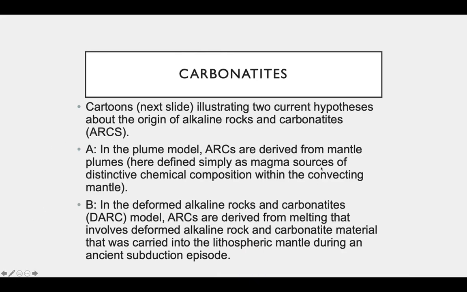So carbonatites, there are two main current hypotheses about how they originate and the association between alkaline rocks and carbonatites, or ARCs. So the first one is the plume model. So the alkaline rocks and the carbonatites are derived from mantle plumes, just as a sort of simple, deep mantle source. Alternatively, there is the deformed alkaline rocks and carbonatites model. They derive from melting that involves deformed alkaline rock and carbonate material that was carried into the lithospheric mantle during an ancient subduction episode.